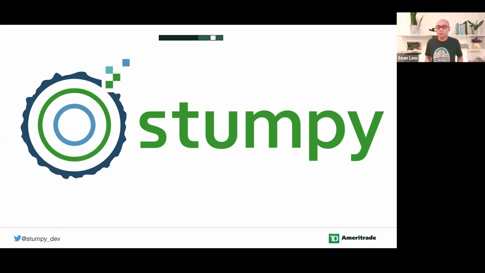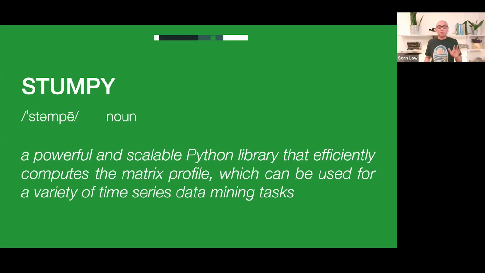Not because there's any ill intent, but just the nature of publications, right? Having page limits. And so Stumpy tries to faithfully reproduce that academic work so that you don't have to, right? And what is Stumpy? Stumpy is a powerful and scalable Python library that efficiently computes the matrix profile, which can be used for a variety of time series data mining tasks. We recently celebrated our 1-year anniversary, so we're pretty happy with that.